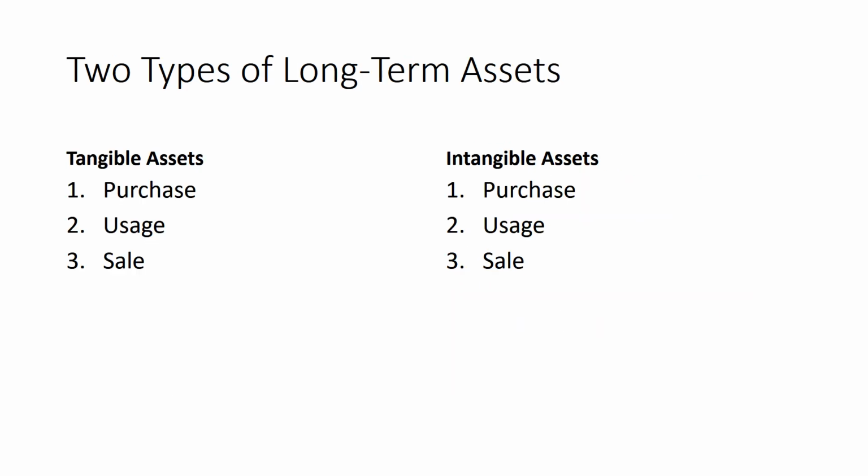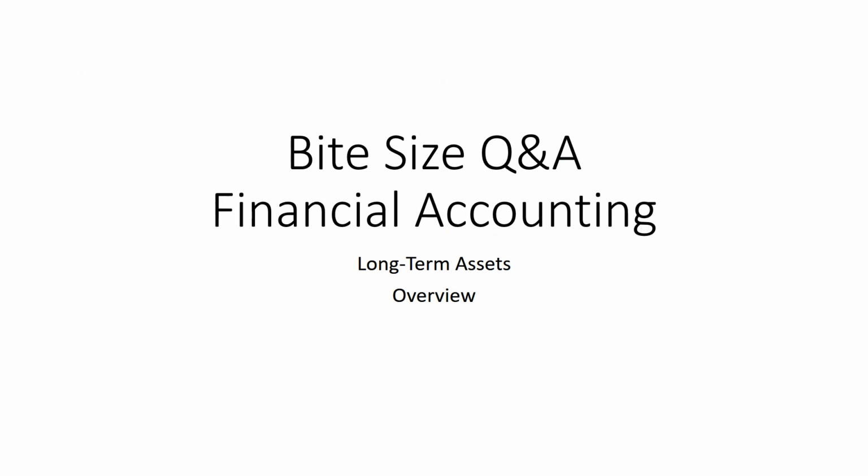So in this chapter, we're going to look all about the three phases: purchase, usage, and sale of long-term assets for both tangible and intangible assets. And now you have an overview about long-term assets.